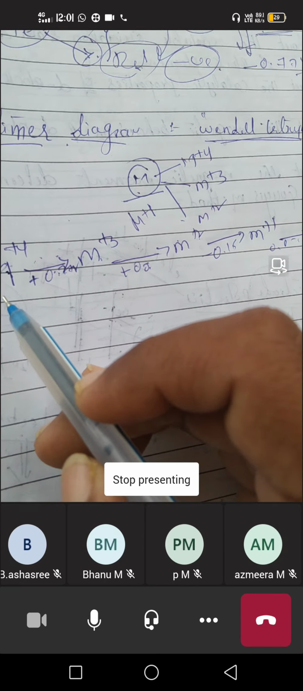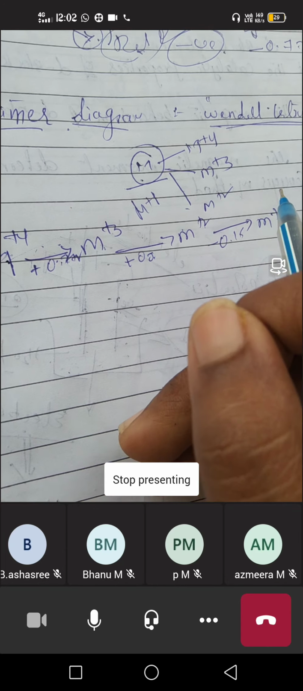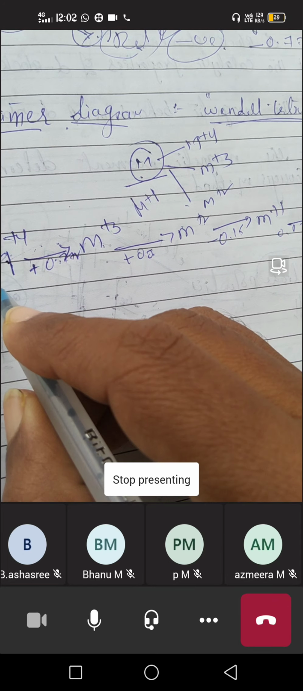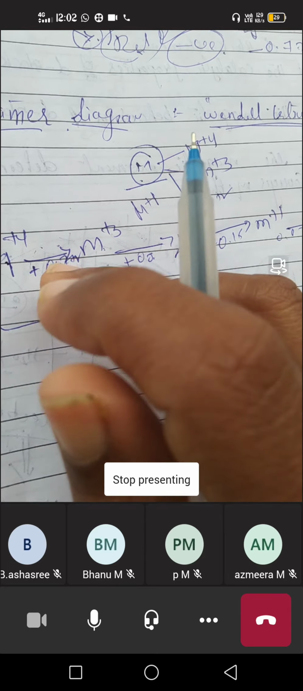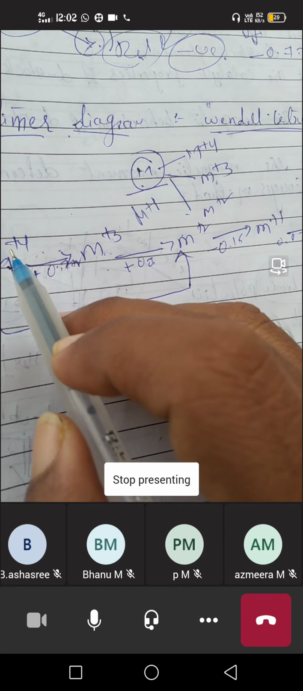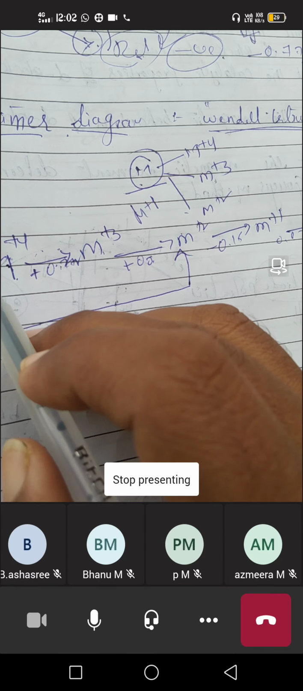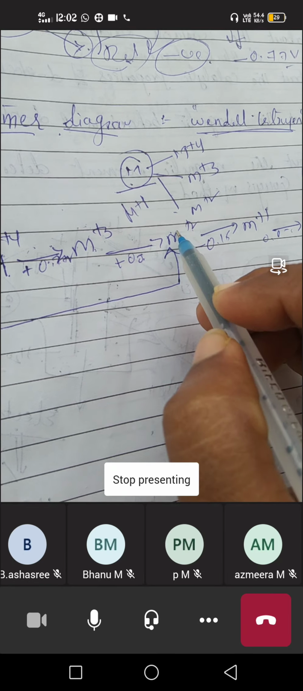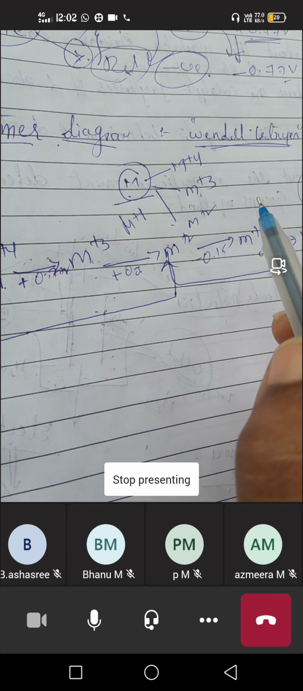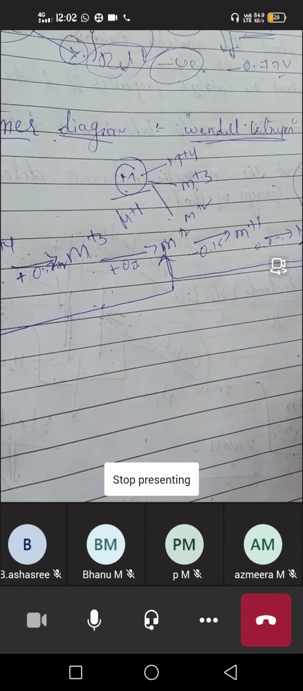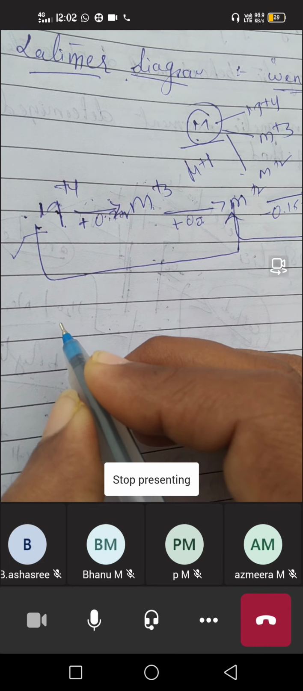Okay, so this is up to here. From the Latimer diagram, we have to calculate the standard reduction potential of non-neighbor atoms, non-neighbor or non-adjacent. Here, see, plus 4 and plus 3 are adjacent, side by side, so we can call them neighbor atoms. Non-neighbor means plus 4 to plus 2, or plus 2 to M. So we can calculate the reduction potentials of non-neighbor atoms like this. For example, I am writing one example here.